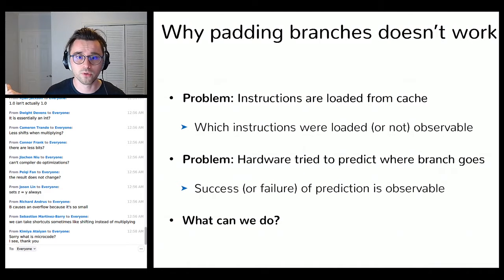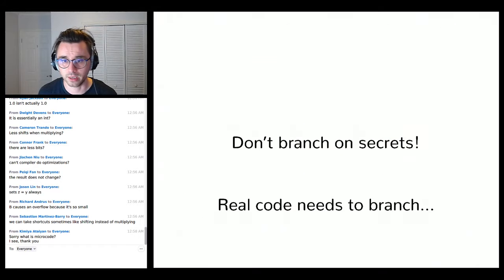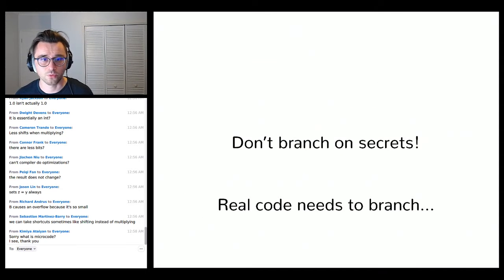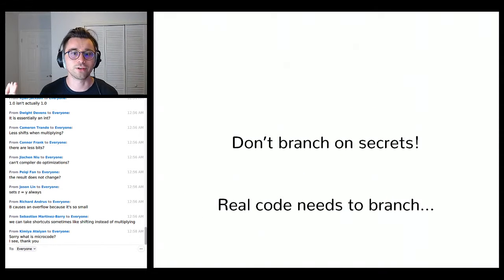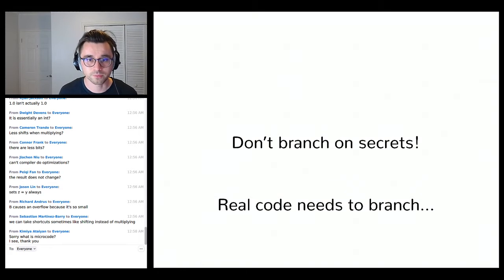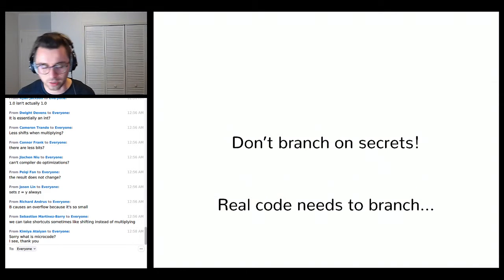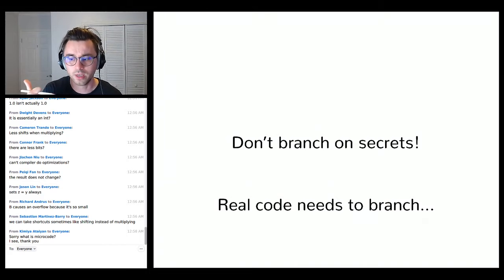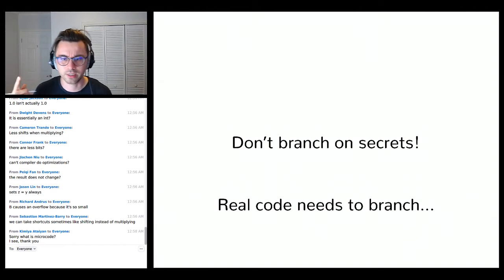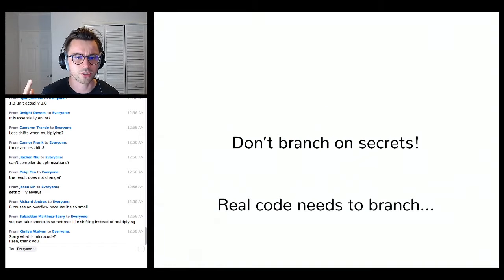So what can we do to not leak this? Well, just don't branch on secrets. We're not going to use variable time instructions, and we're not going to branch on secrets. Now the other part of your brain says, okay, I can't use floating point divide, and I also can't branch on secrets. But one seems way more serious than the other. Real code needs to branch. So what do we do?